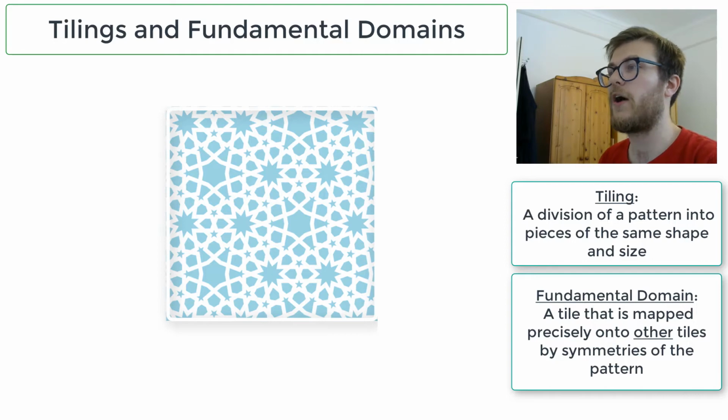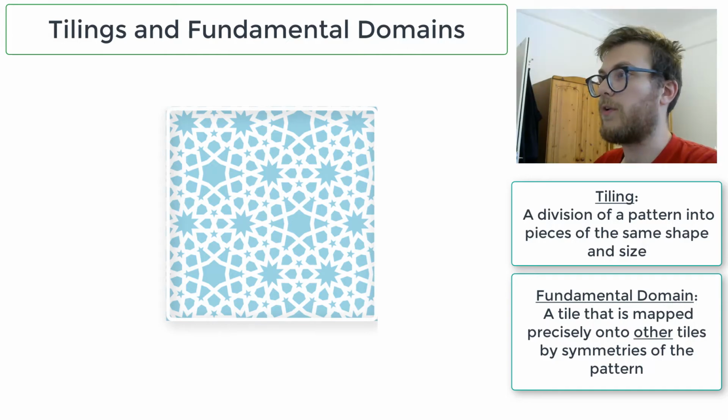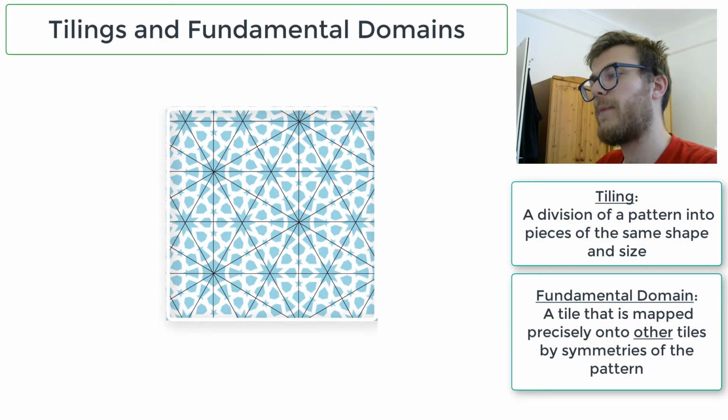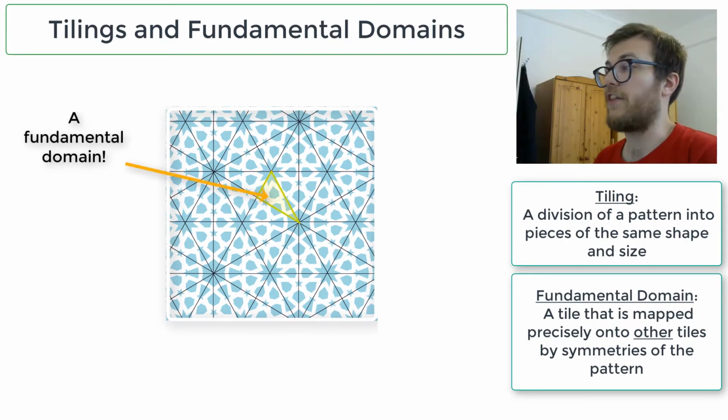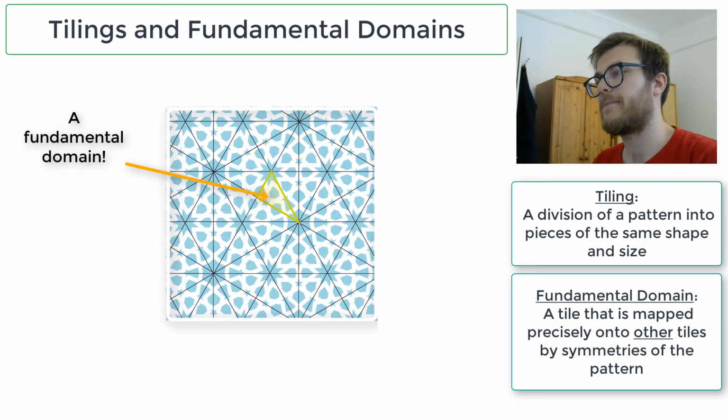So how can we find a tiling with a fundamental domain? The easiest way is to draw on all of the symmetries. For example, in this case, if we draw on the lines of reflection, it carves the pattern up into tiles, and these tiles map onto other tiles by symmetries of the pattern. So these are all fundamental domains. Let's single out this tile, though any other choice would also be perfectly fine.